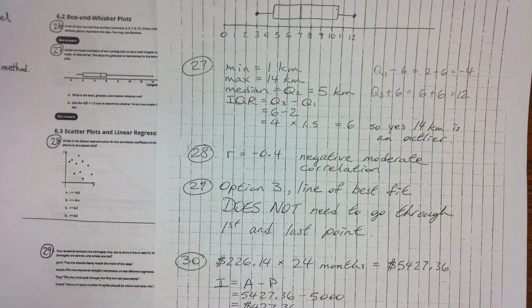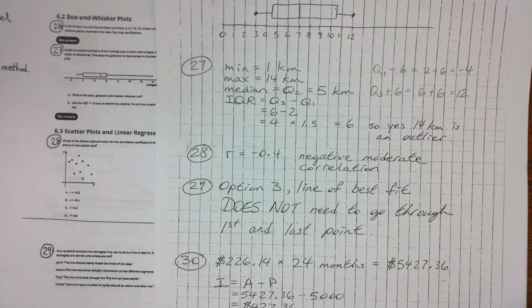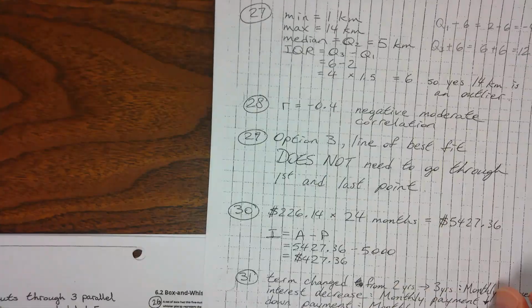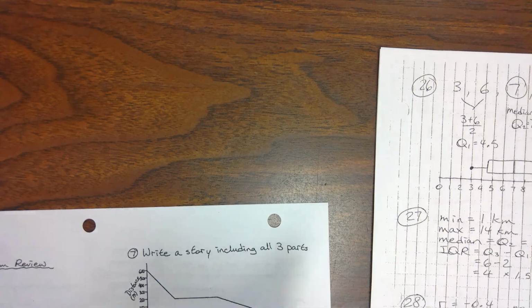Those are the 2 main mistakes that people make with line of best fit. It does not have to go through the first and last point. It does not have to go through your origin. Okay. And then on the last page, number 30 on finance.